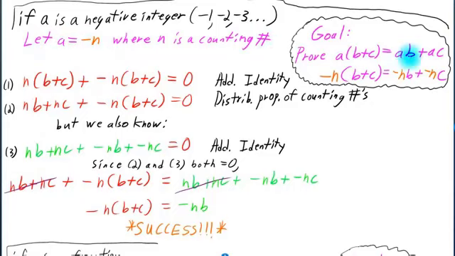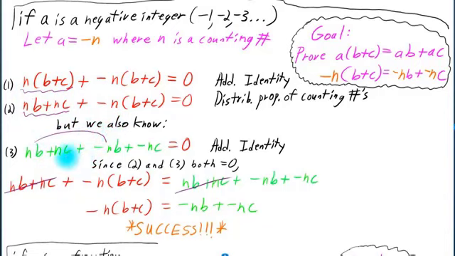And we're about to do some tricky stuff. Line 1 says n times b plus c plus negative n times b plus c is equal to 0. That's just the additive identity, like 4 plus negative 4 is equal to 0. Then, since n is a counting number, and we know the distributive property works for counting numbers, we can change n times b plus c into nb plus nc. But we also know that nb plus negative nb is 0, and nc plus negative nc is 0. So the sum is 0.